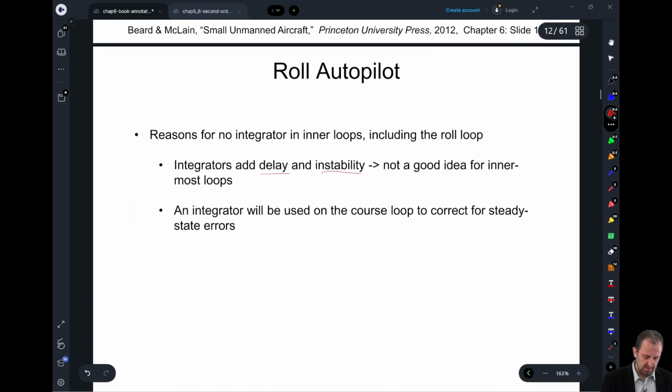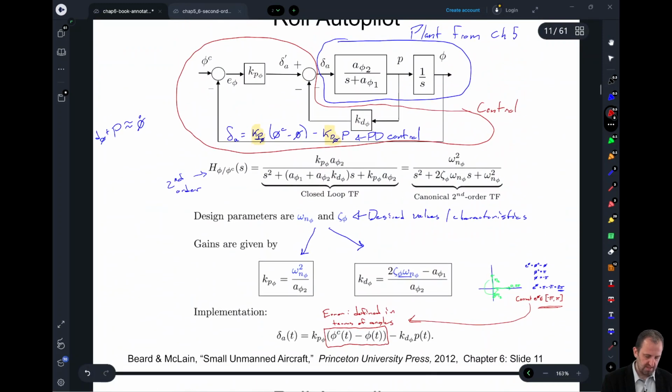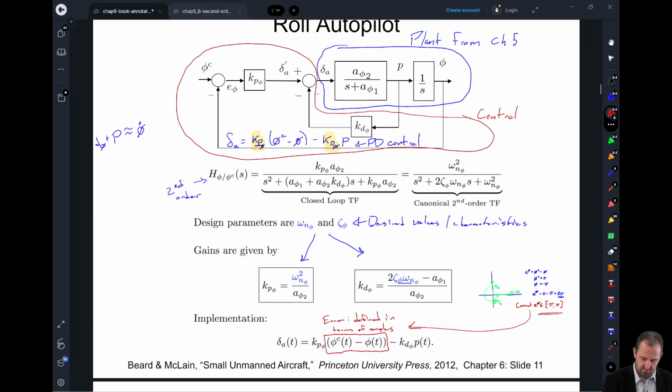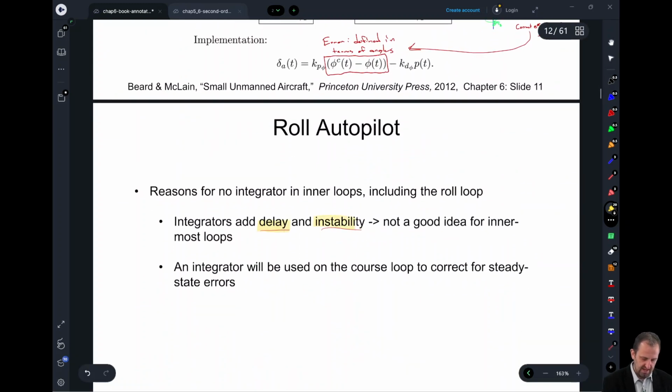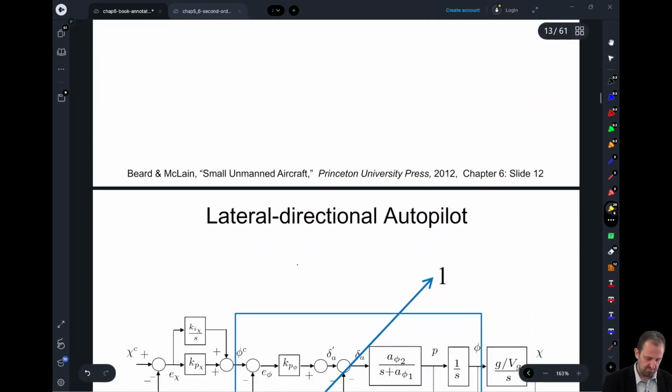Excellent. So another thing you'll notice up here is that we have a PD control, right? And I wrote that here. We do not have an integral term. And integrators add delay, and they can add instability. So that's not ideal for the inner loop. Instead of correcting steady state errors in the inner loop, we're going to allow steady state errors to be corrected in the most outer loop. So we don't include an integrator until we talk about the coarse angle loop. So that's just something I wanted to point out. We only have PD on that inner loop.